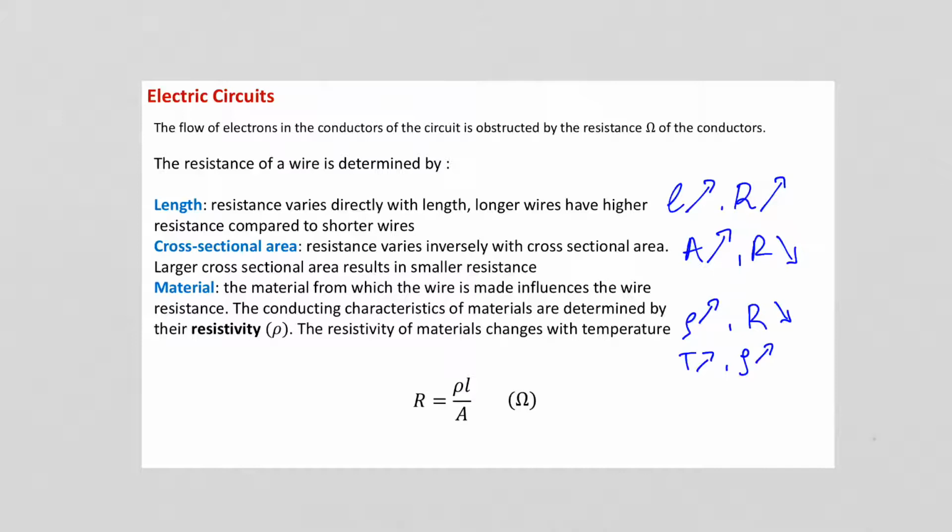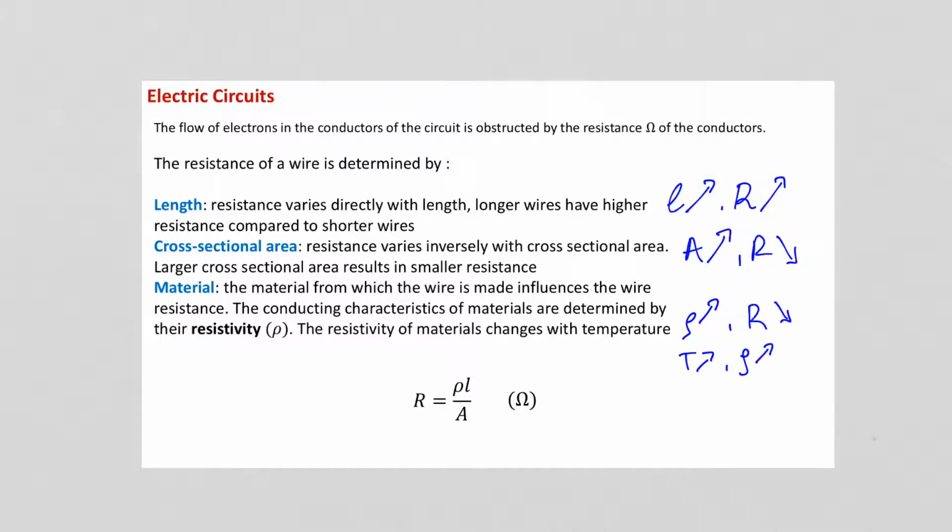Finally, the third component that is important for the operation of an electric circuit is the resistance of the circuit. We label the resistance with capital R. The resistance of a circuit or a wire depends on several different factors. The first one is the length of the wire. As the length of the wire increases, so does the resistance of the wire. So the longer the wire, the larger the resistance of the wire.